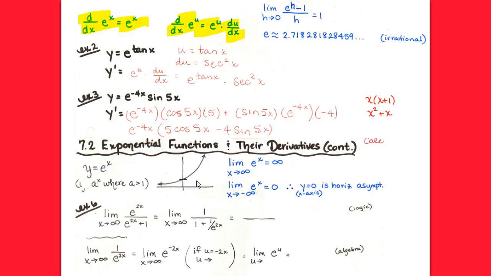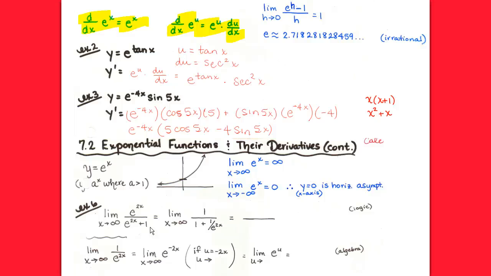All right, so let's look at a couple of limits with e to the x. For example 6, they ask us, find the limit as x approaches infinity of e to the 2x over e to the 2x plus 1. Remember when we were taking limits approaching infinity and they had us divide everything by the highest power of x in the denominator, and then that made the limit fall together? We're going to do something similar here. We're going to divide everything by the highest power of e in the denominator.